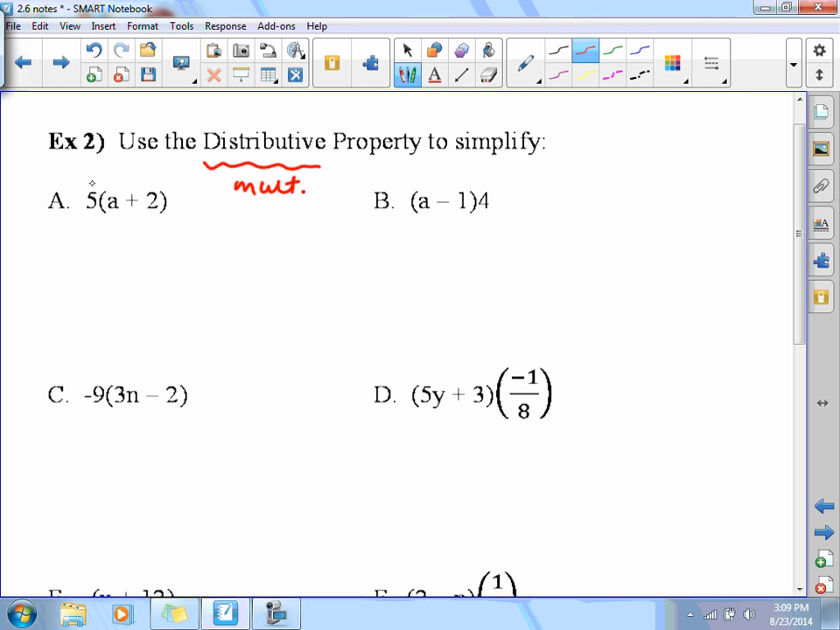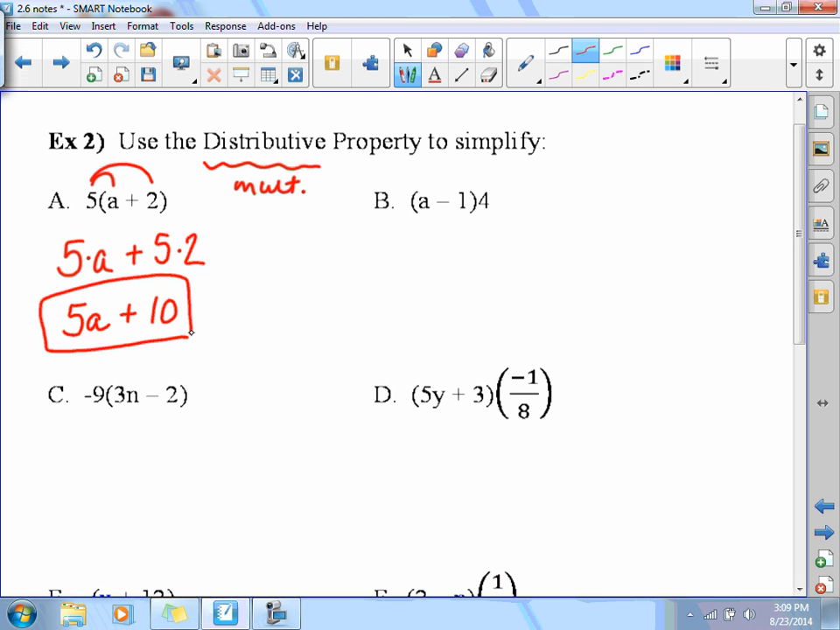So I'm going to multiply 5 by the A and 5 by the 2. And I'm going to leave the plus sign between my two terms. Now 5 times A, I don't know what that is, so I'm just going to write 5 times A plus 5 times 2. Now I can simplify that, and I can actually simplify the 5 times A. I'm just going to write 5A plus 5 times 2 is 10. There we go. I have simplified that expression as much as I possibly can.